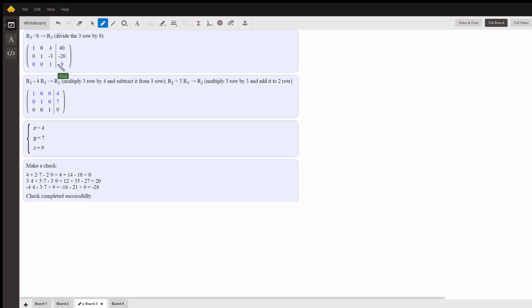Divide row 3 by 8. And now we've got all ones on this diagonal. It's a matter of converting these to zeros. And you do that by, well, I'll let you read this. 2 operations. And when you've got this form, you can tell what the answers are.